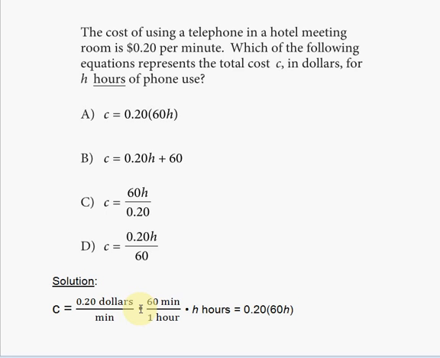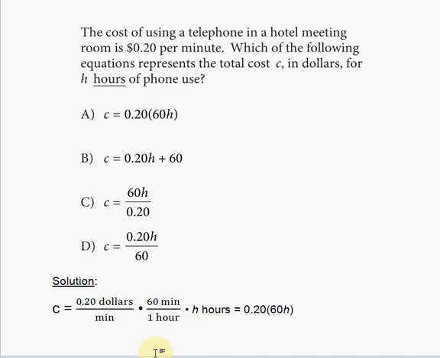Okay, so you multiply and then you convert the minutes into hours, right? Because you're asked to find the total cost C in dollars for h hours. The hours is underlined, so you have to convert from minutes to hours. So you're going to perform the conversion to convert minutes into hours. So you're going to have 60 minutes divided by 1 hour.